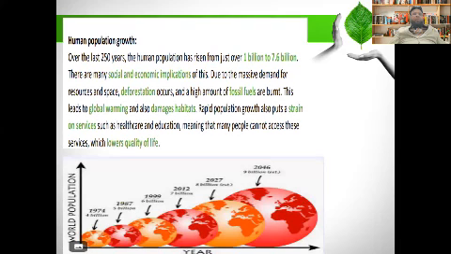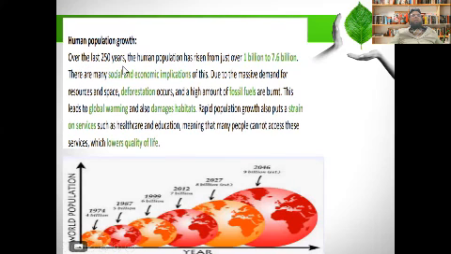Now human population growth. As you can see here, the population is continuously increasing, even in the diagram. In 1974, it is 4 billion, and then in 1987 you can see it is 5 billion, then in 1999 6 billion, and in 2012 it is 7 billion, and in 2022 there is 8 billion, and in 2046 the expected population would be 9 billion.